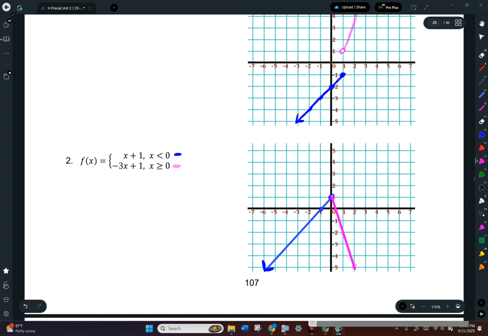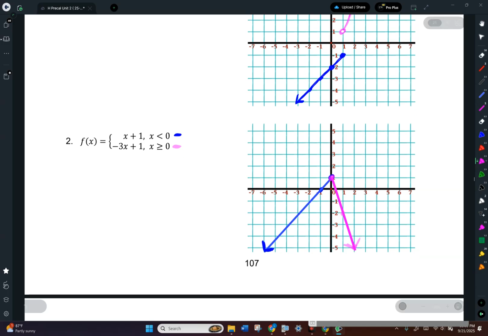So on this particular graph, do you see what happened? The blue line had an open circle. The pink line had a solid dot that filled in that circle. So overall, these two pieces connect. It's fine if they do, it's fine if they don't, but I want to know if they do or not.